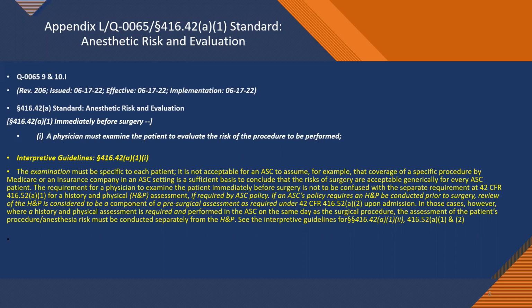If an ASC policy requires an H&P be conducted prior to surgery, review of the H&P is considered to be a component of a pre-surgical assessment as required under 42 CFR 416.52 A2 upon admission. In those cases, however, where a history and physical assessment is required and performed in the ASC on the same day as a surgical procedure, the assessment of the patient's procedure anesthesia risk must be conducted separately from the H&P. This is always a confusion of how to write my policy and who sees my patient for anesthesia assessment versus history and physical assessment. Next standard.